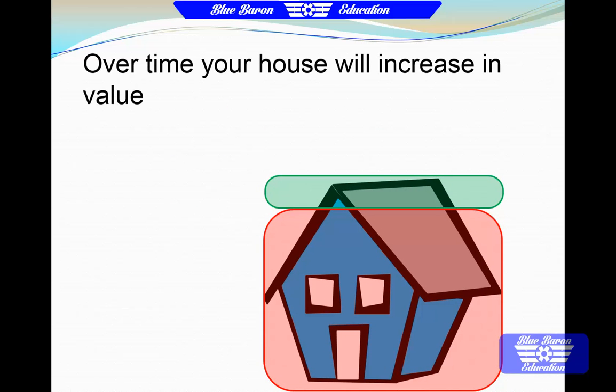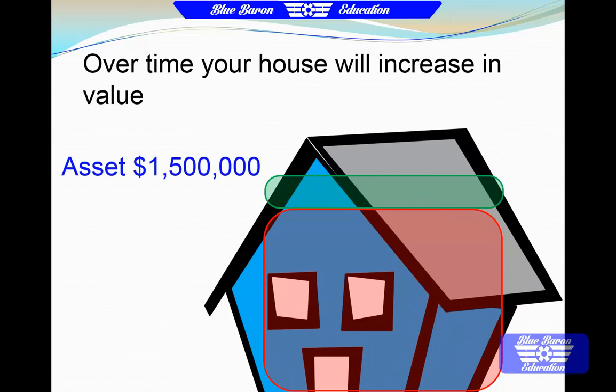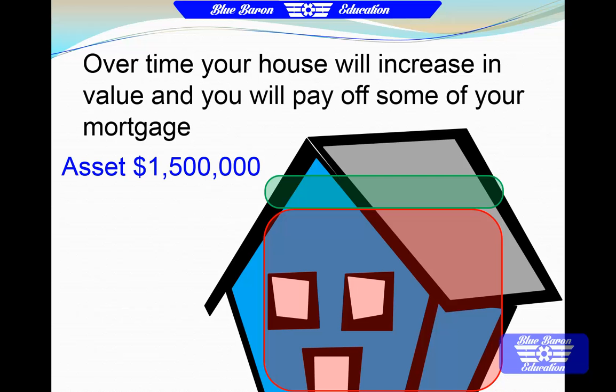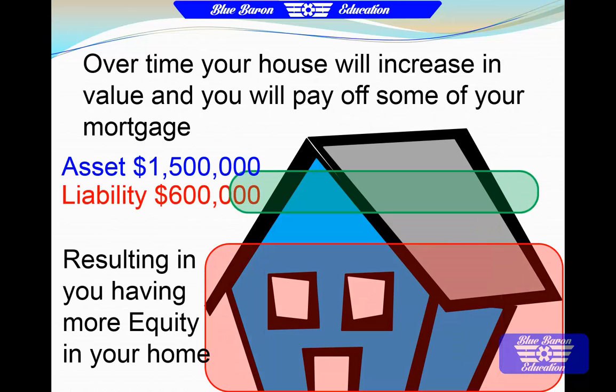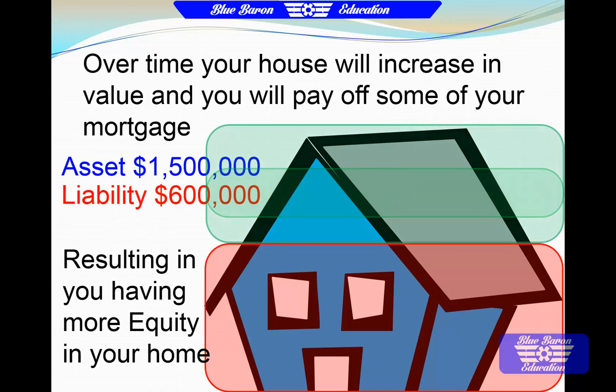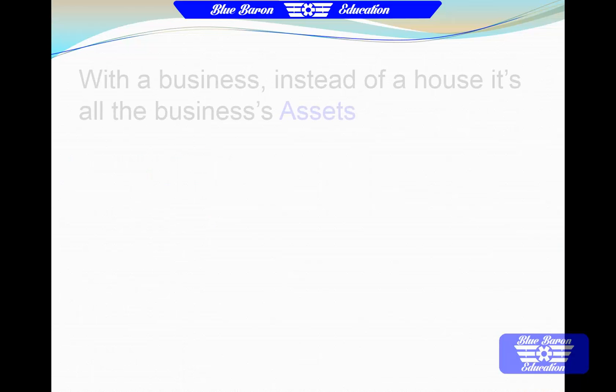Now, over time, our house is going to increase in value. It's now worth $1.5 billion. And as we go through life, we pay off our mortgage, so our liabilities are now only $600,000. So the portion of our owner's equity has grown. Our assets have grown, our liabilities have shrunk. The difference is still our owner's equity, the difference between our assets and our liabilities.